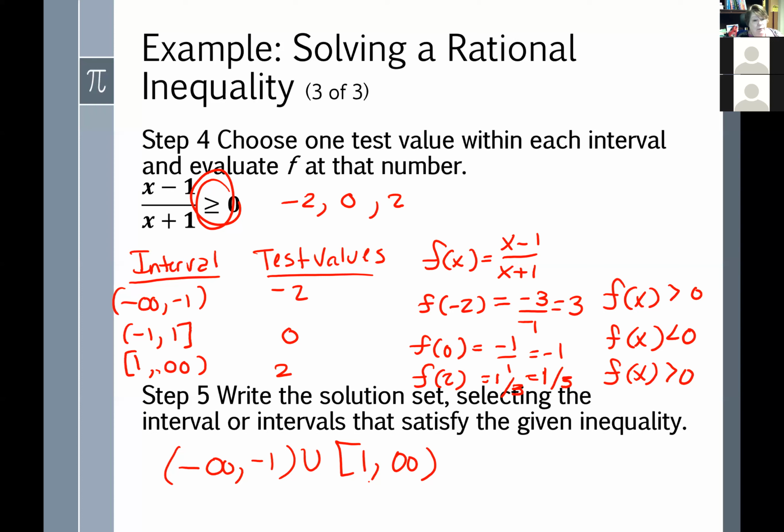It cannot equal negative 1. Why do I put a bracket next to the 1? Because my inequality is greater than or equal to. If my inequality is greater than or equal to or less than or equal to, I will be using brackets somewhere, because I could have somewhere where my function's equal to 0.